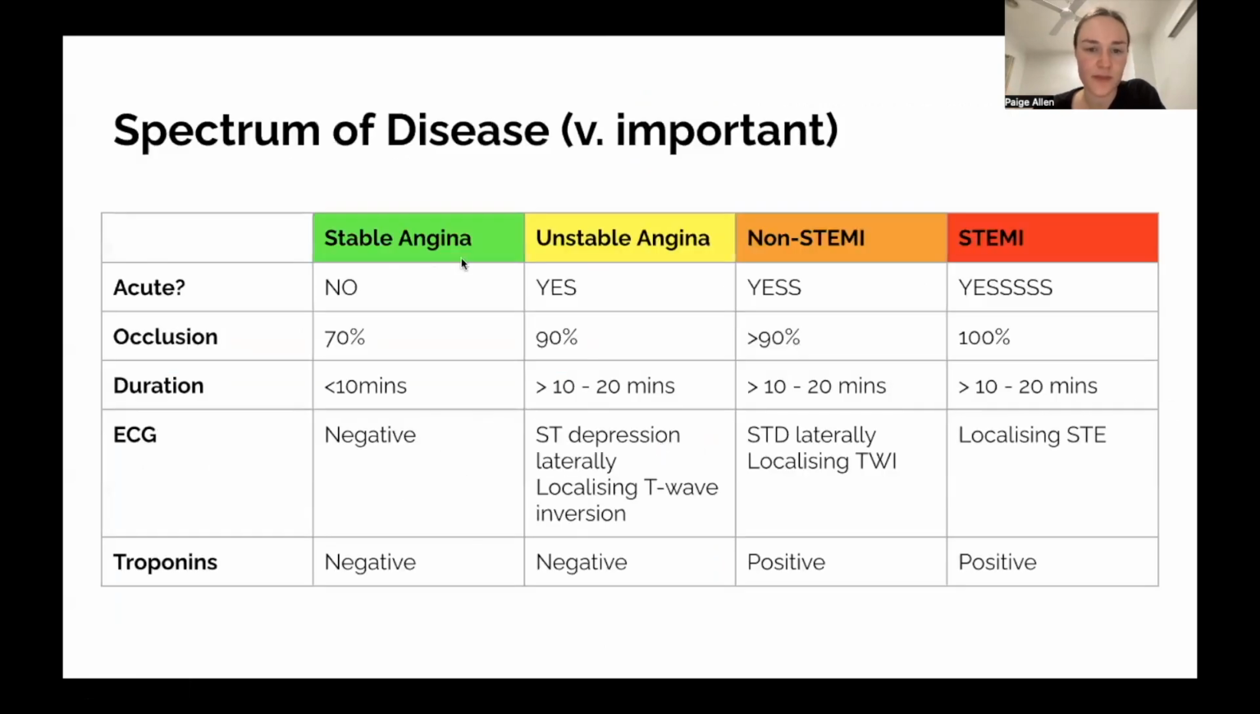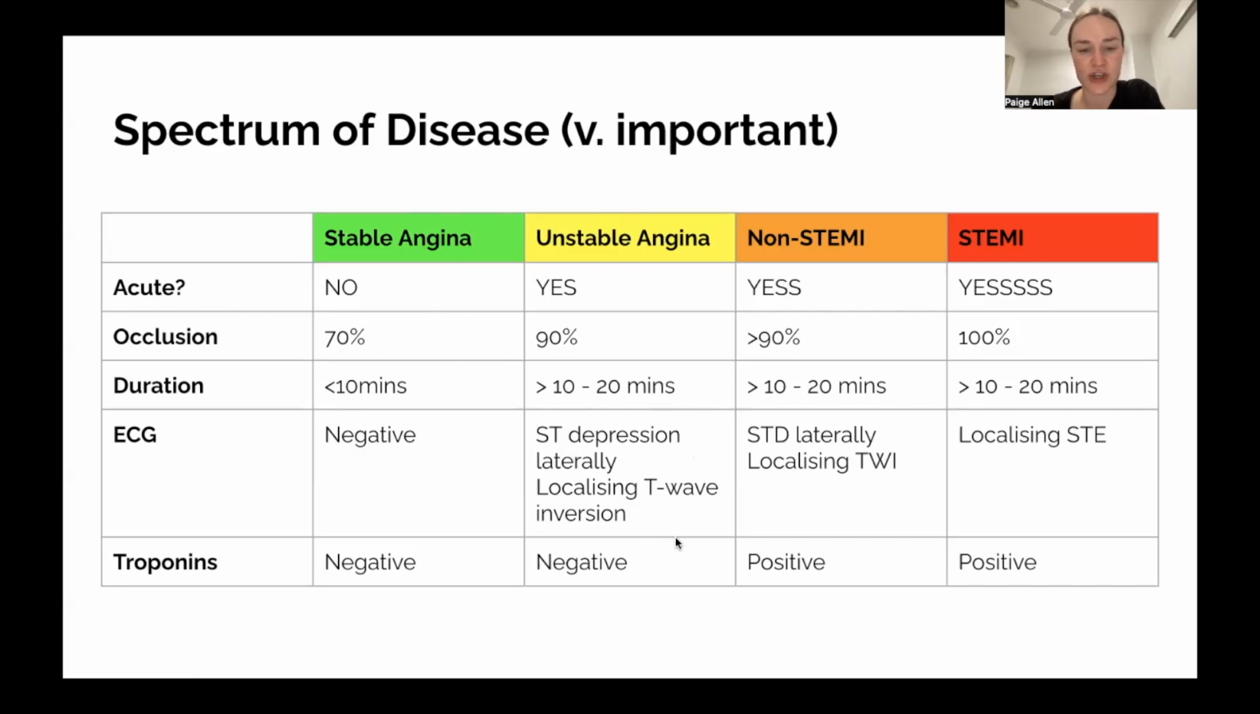Great. So in terms of the not too bad to very, very bad, we have stable angina, unstable angina, and STEMI. The main things that differentiate them: stable angina versus unstable angina. Stable angina will get better if you rest. Unstable angina will not necessarily. So if it lasts more than 10 minutes, that's concerning for unstable angina. Or if they take their medications and they're still not getting better, that is also concerning.